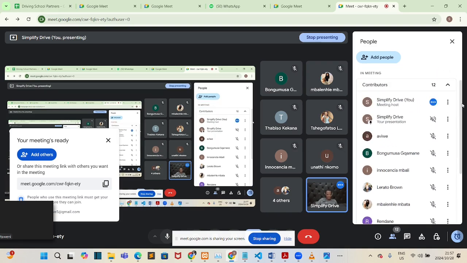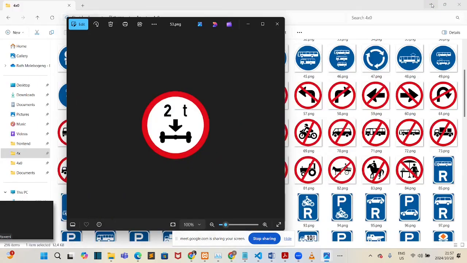Innocentia, you are new. Okay, cool. No problem. At school, I think the answer is B. Vehicles with an axle mass exceeding 2 tons. Correct.